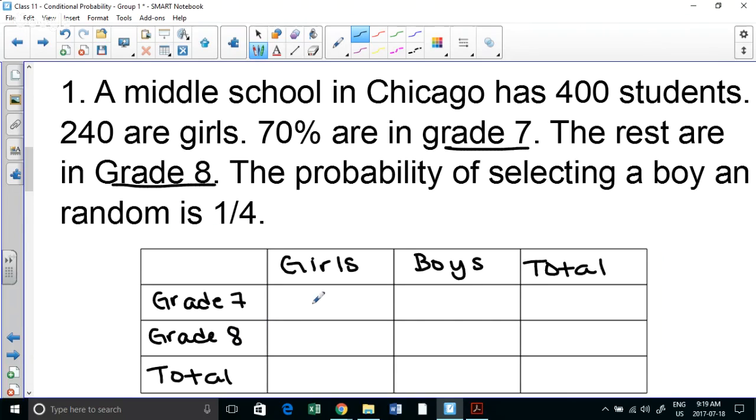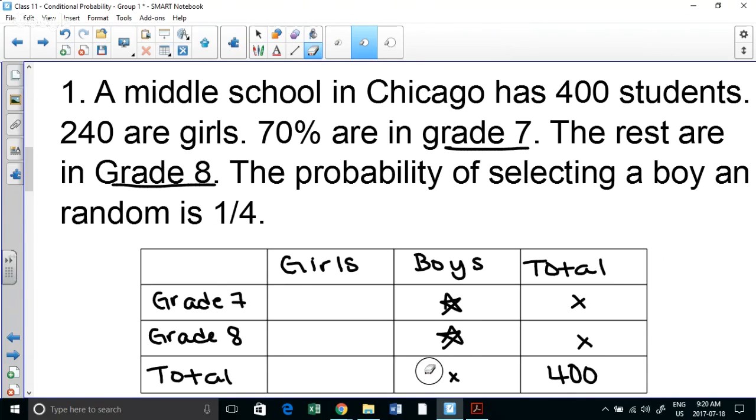Now, how we will read this is going to be the total number of girls. This will be the total number of boys. This will be the total number of grade 7. This will be the total number of grade 8. This number will be the girls in grade 7. This number will be the girls in grade 8. This number will be the boys in grade 7, and this number will be the boys in grade 8. And this is the total number of students, which is 400.